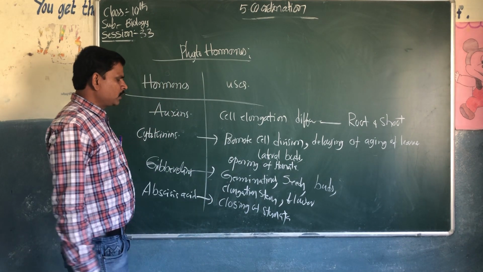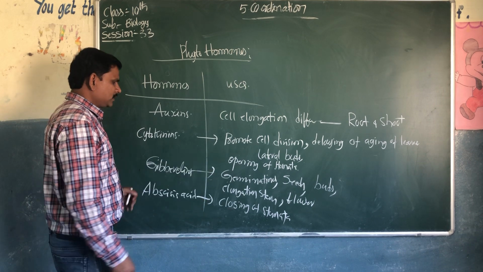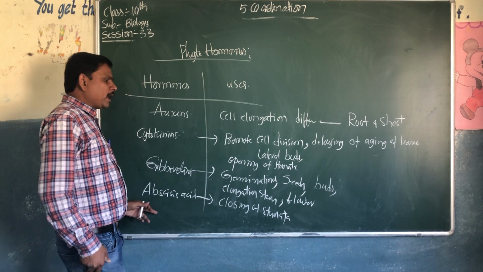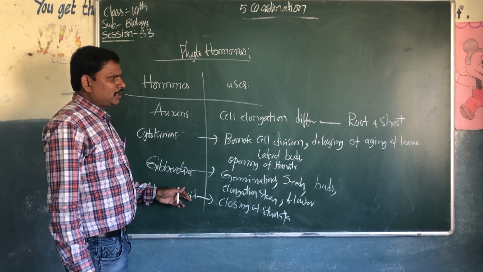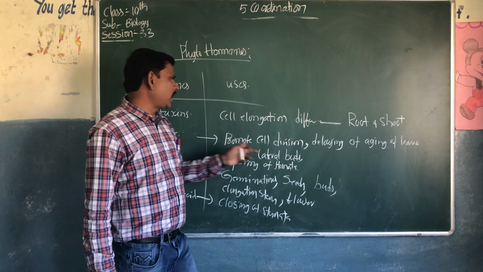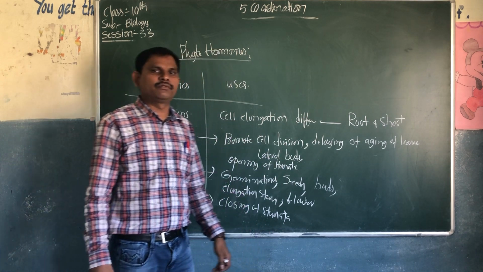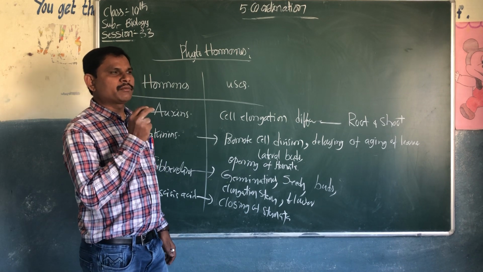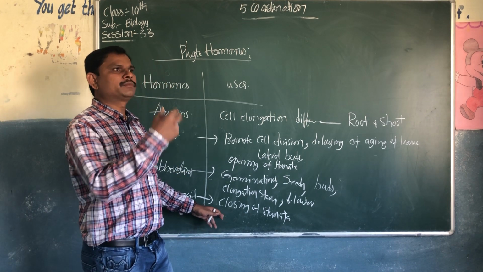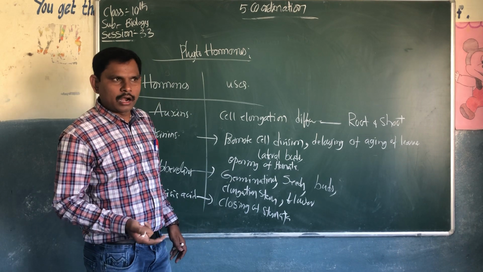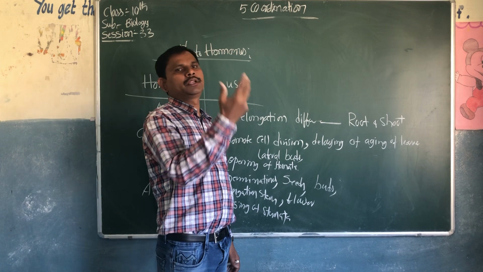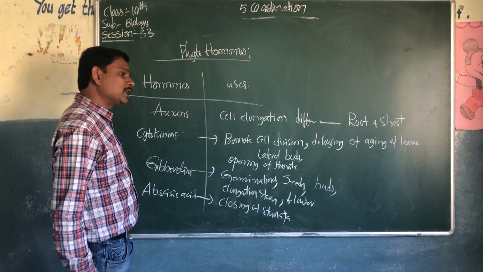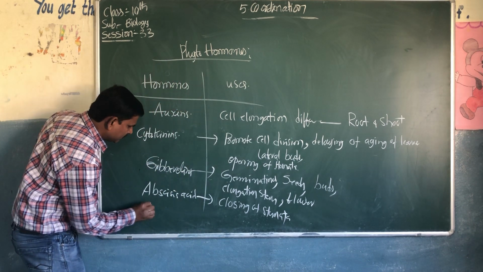Closing of stomata. Seed dormancy is promoted by abscisic acid. Aging of leaves: cytokinin delays aging of leaves, but abscisic acid promotes aging of the leaves. When the leaf converts from green to yellow, it will fall from the trees. When the leaves fall, water will not transpire. Water will not evaporate into the atmosphere. It is also important.